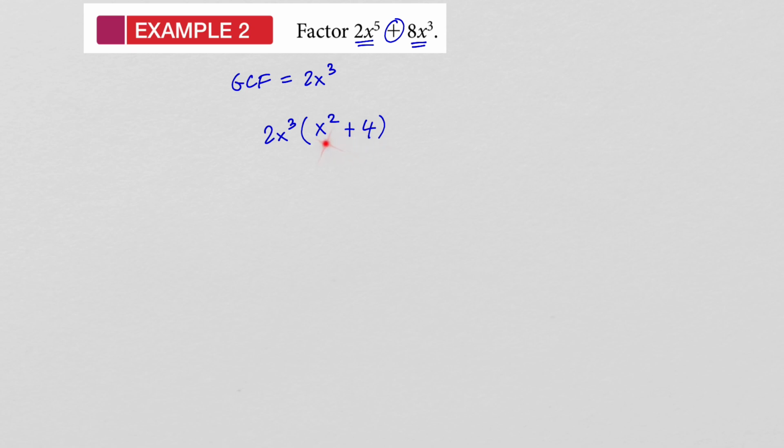Now x squared plus 4 is the sum of two squares. And the sum of two squares is not factorable, at least not over the real numbers. So for right now, we're going to say this is done. And I say for right now because later on in this course, we will learn how to factor x squared plus 4. But for now, it's not factorable any further.